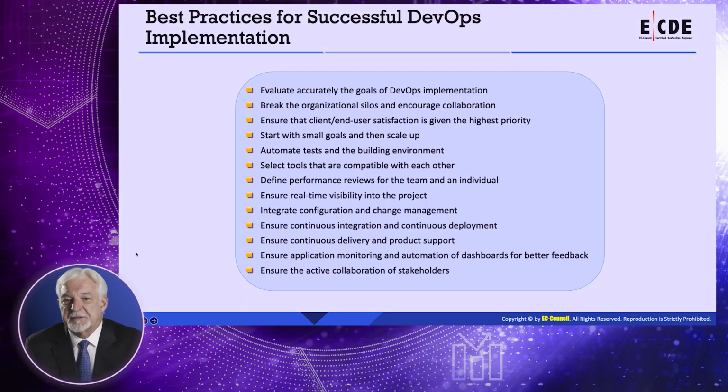So what are the best practices for successful DevOps implementation? You want to evaluate accurately the goals of the DevOps implementation. What are you trying to achieve? Are you going for full automation? Or something in between, where, according to your organization, you need to attain a certain level of it in order to be successful? How much are you willing to invest as far as skills and things?